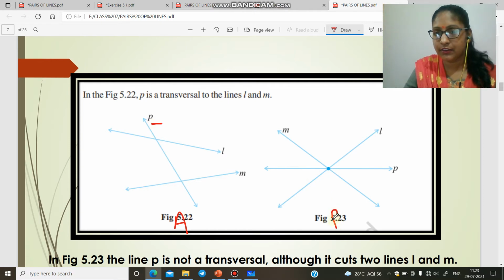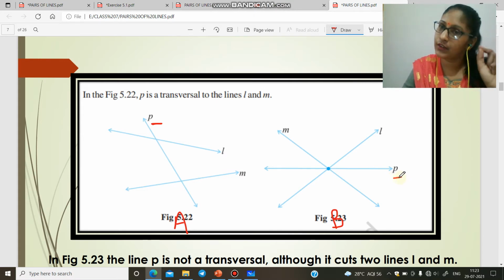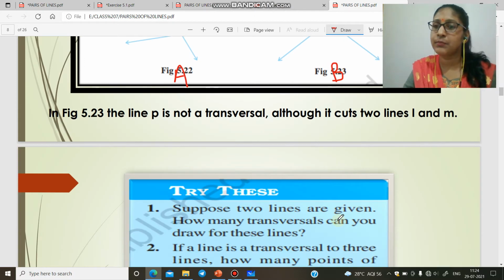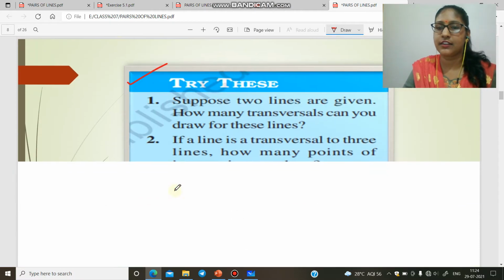But in figure B, L and M are two lines intersected by a line P, but at only one point, so all three lines P, L, M are not transversal, they are intersecting. Now on the basis of this concept, you can try these questions from your NCERT textbook.